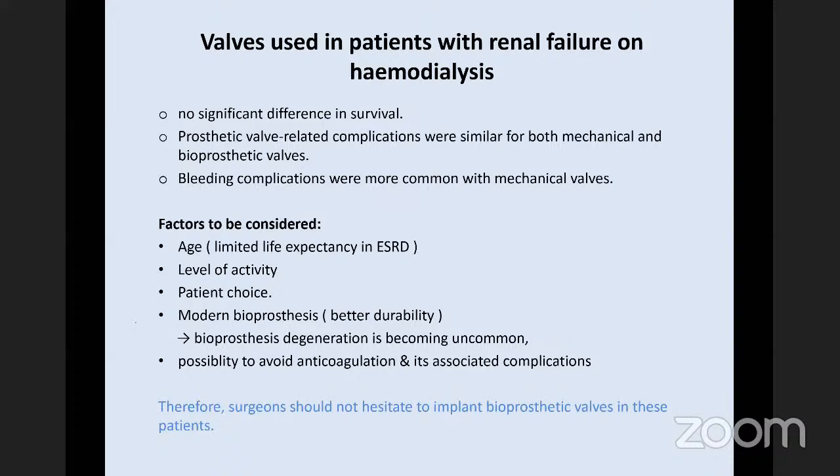All factors that determine the decision for valve type in end-stage renal disease need to be considered. We have the age, the level of activity, and patient choice. We know there is limited life expectancy in patients with end-stage renal disease, plus the fact that some modern tissue valves have better durability, which makes tissue valve degeneration more and more uncommon. So to conclude, with implanting a tissue valve in end-stage renal disease, it is possible to avoid the use of long-term anticoagulation and its associated complications. Therefore, surgeons should not hesitate to implant a tissue valve in end-stage renal disease.